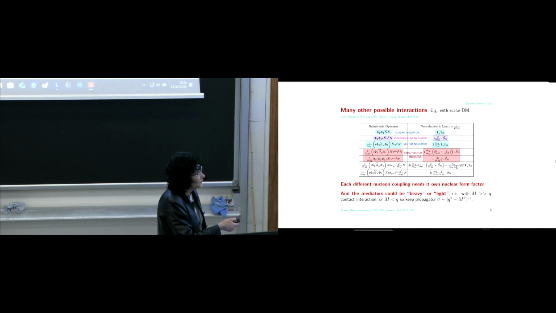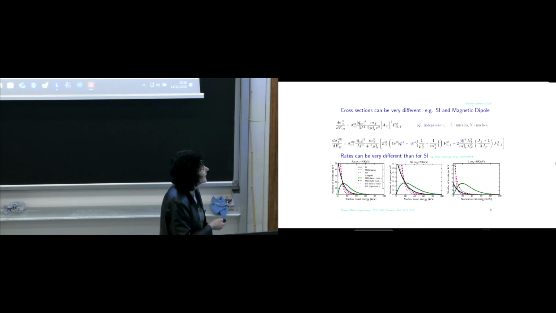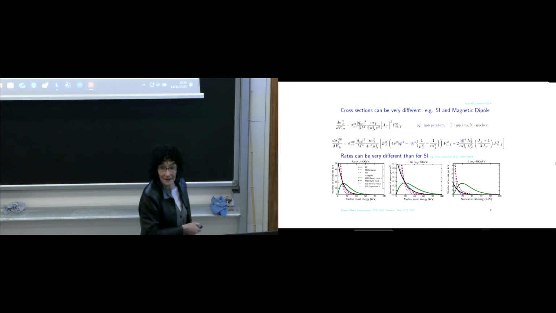Now, the mediators could be heavy or light with respect to the characteristic momentum. Namely, for heavy, you just take the mass much larger than the exchange momentum. For light it is the opposite, so the propagator becomes 1 over q squared only. Okay. And the cross sections can be very different.